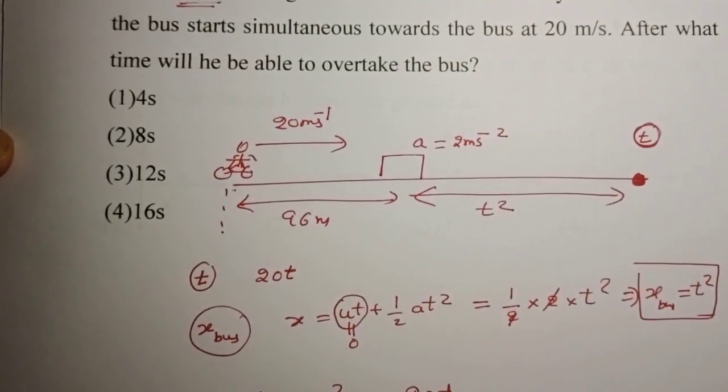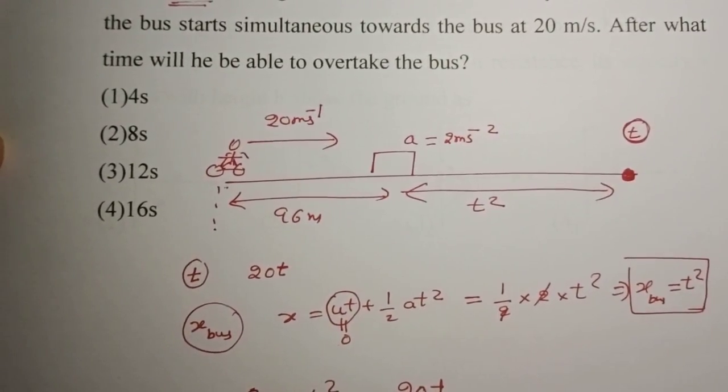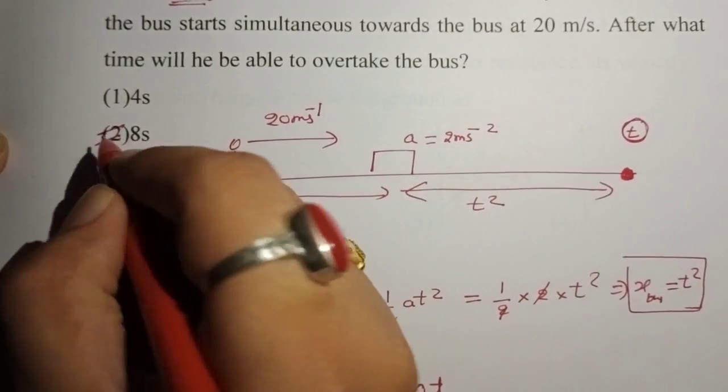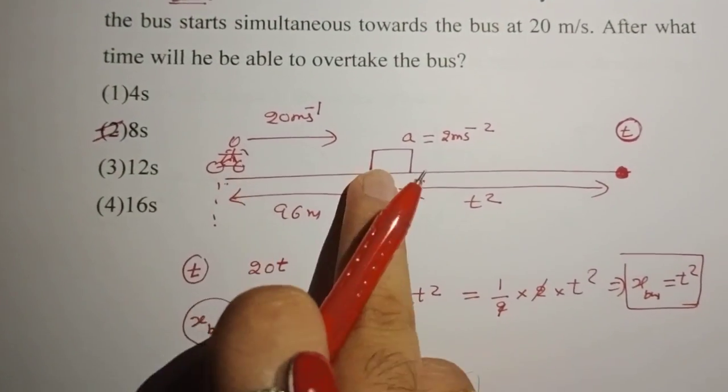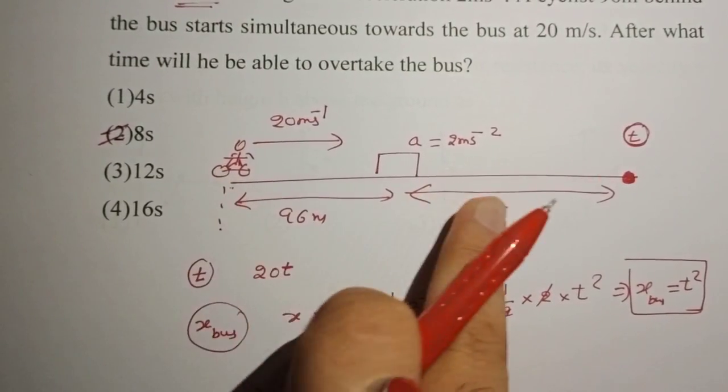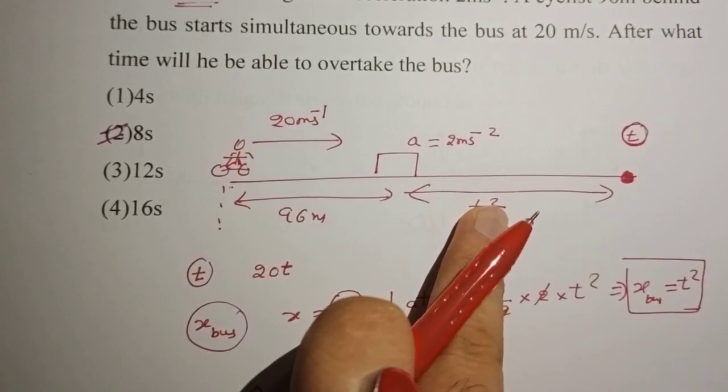Now for this given question, after what time will he be able to overtake the bus? At 8 seconds. It is like you are moving on a bicycle and there is a car standing. The car just starts. In the beginning you will be able to overtake the car, but what happens after some time? The car is definitely going to overtake you.